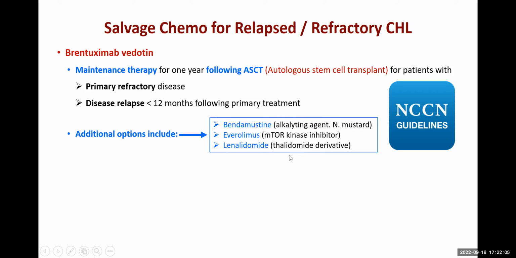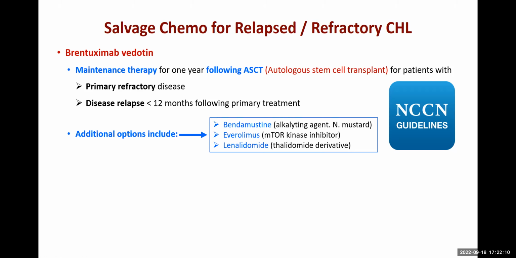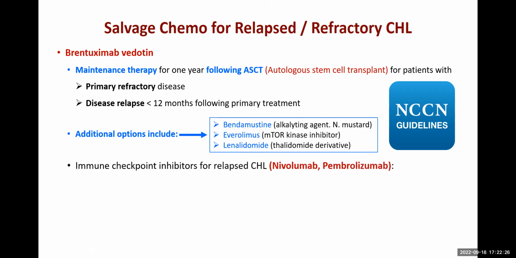Lenalidomide, if you remember, thalidomide was a sedative drug that was used in the 60s in Germany, and it caused a lot of birth defects. The children were born without their limbs. So this belongs to the same group, thalidomide, okay? And it is also used in many cancers, and it has multiple mechanisms of action. Now, immune checkpoint inhibitors for relapsed classical Hodgkin lymphoma, nivolumab and pembrolizumab. I'll show you their mechanism in the next slide.